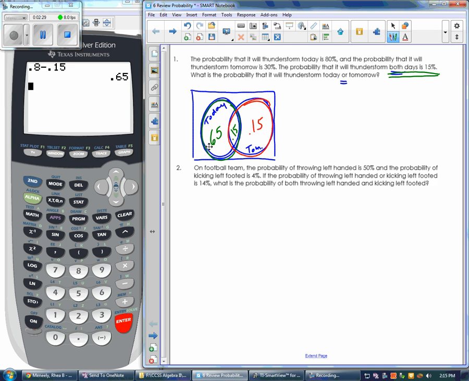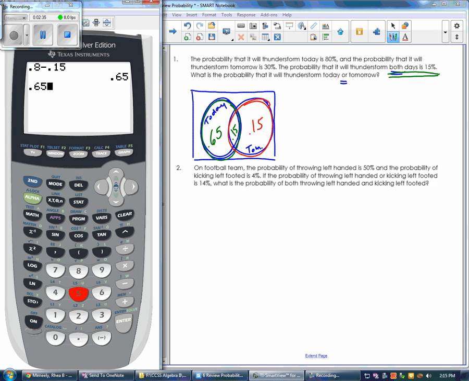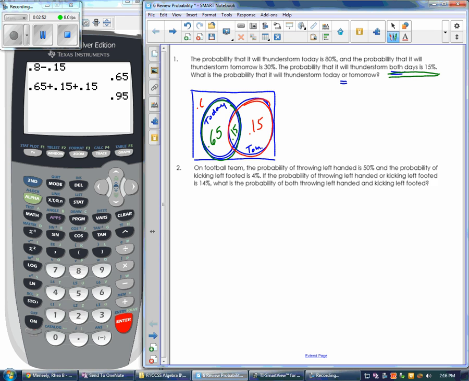I can also figure out the area on the outside if I wanted to complete the Venn diagram, because if I take my 65% and add that to my 15%, and then add that to my other 15%, that gives me a total of 95%. A complete probability model has to add up to 1, so that means 5% of the time it wouldn't thunderstorm on either day.